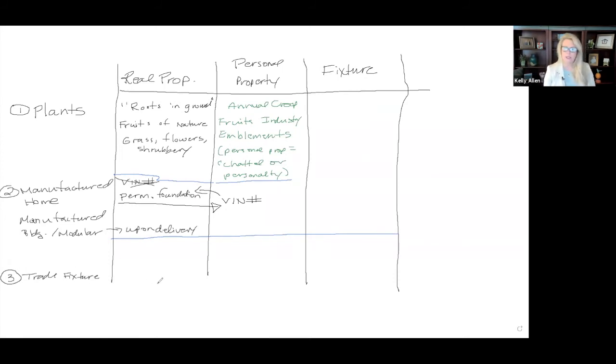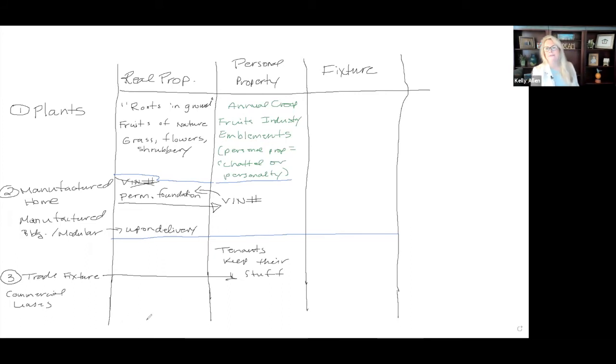Trade fixtures are going to be considered personal property 9 times out of 10. Personal property. Why? Because tenants get to keep their stuff. Generally, tenants keep their stuff. That's just a good way to remember that. So trade fixtures are involved in commercial leases. For instance, if you have someone who is leasing space to put together a bakery and they've got special equipment for baking the bread and mixing the flour and so on and so forth, when that tenant moves out, they get to take all of their bakery equipment with them. Okay, those are called trade fixtures. Again, tenants, as a general rule, get to keep their stuff.